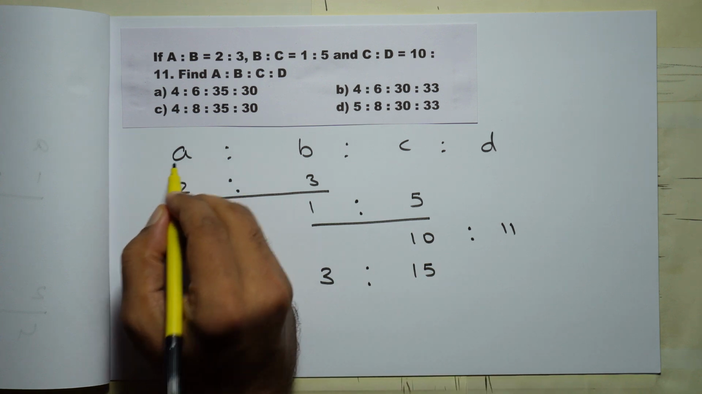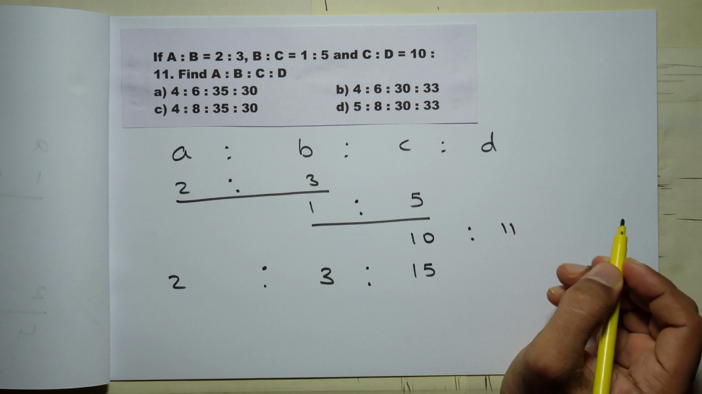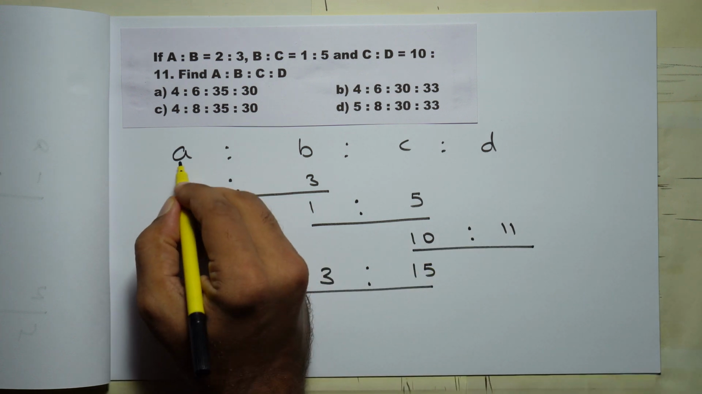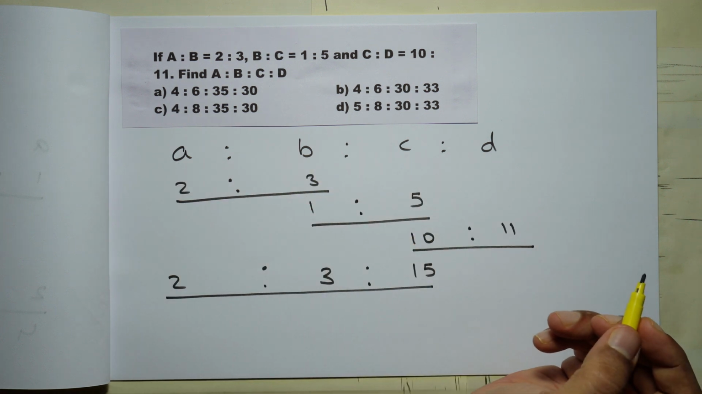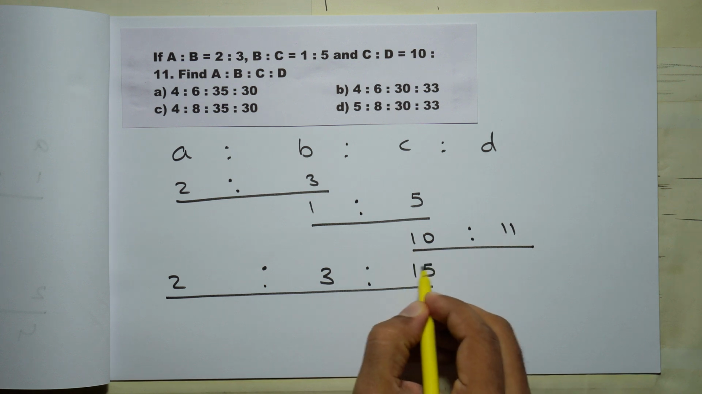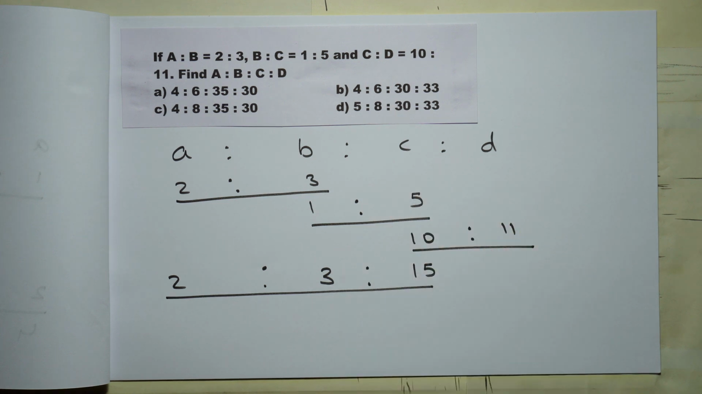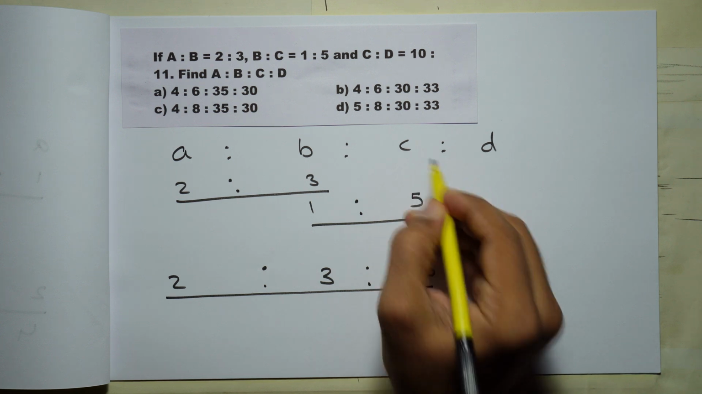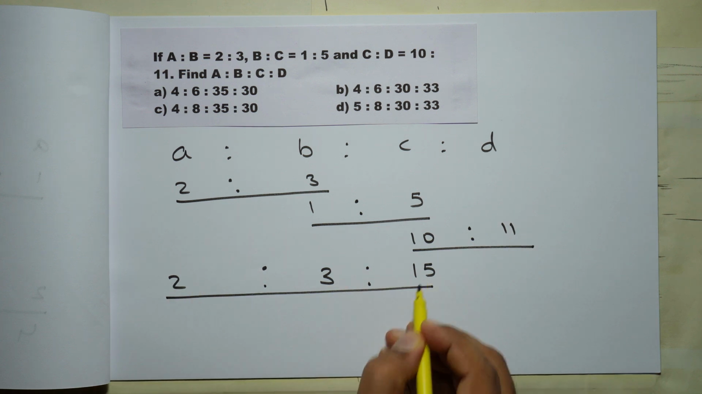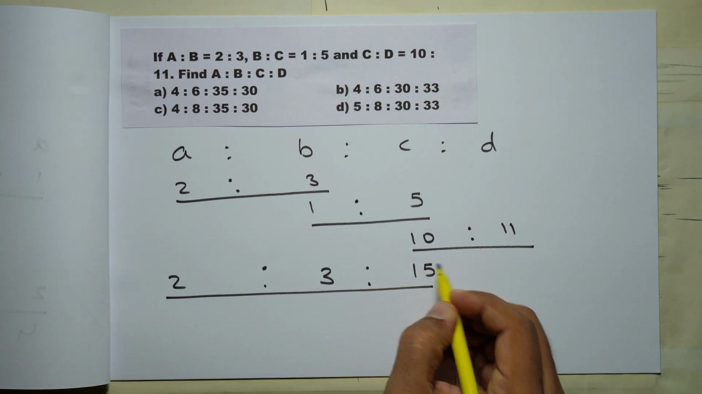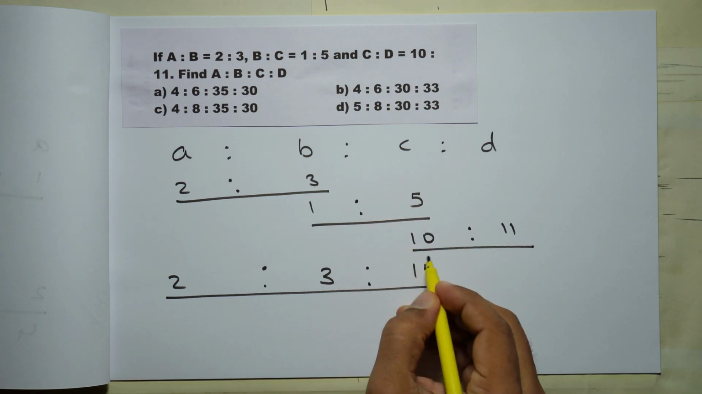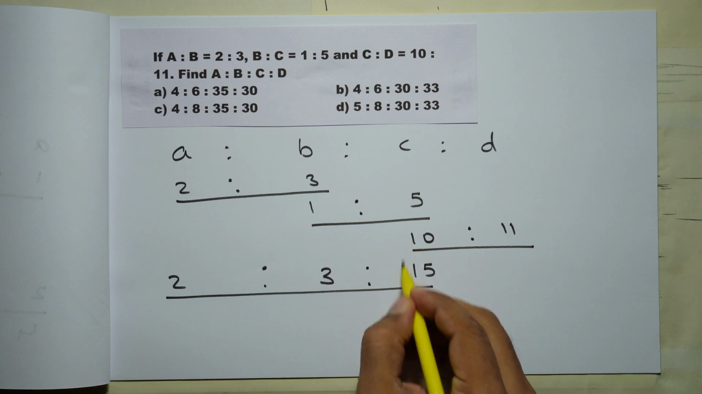Now we need to get the combined ratio A is to B is to C is to D. So we will combine these two ratios. To combine these two ratios, the first step will be to assign a value for C. We have chosen C because C is common to both the ratios. C is there in this ratio, C is there in this ratio also. So we will assign a value for C. And the value that we will assign for C will be the LCM of these two numbers.